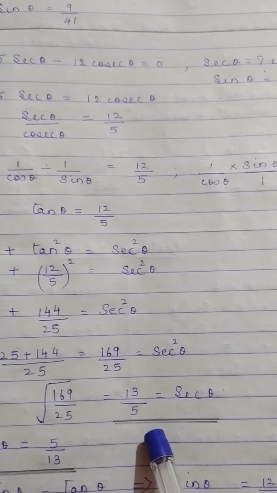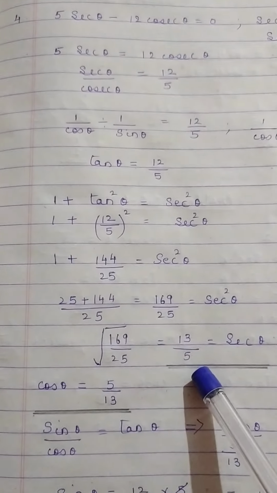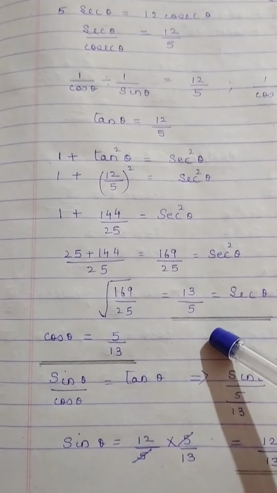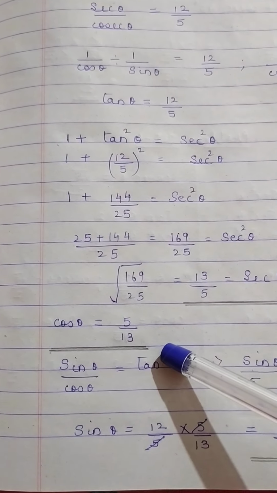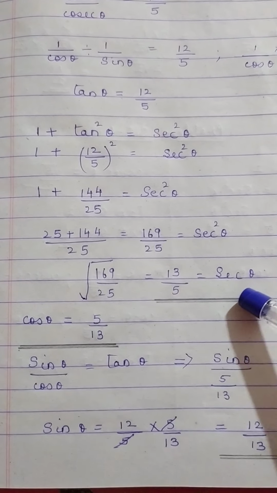When I solve this, I get my value of sec theta as 13 upon 5. Now to get cos theta, it is the reciprocal of this, so that's 5 upon 13. Okay. So I have got sec theta, I have got cos theta.